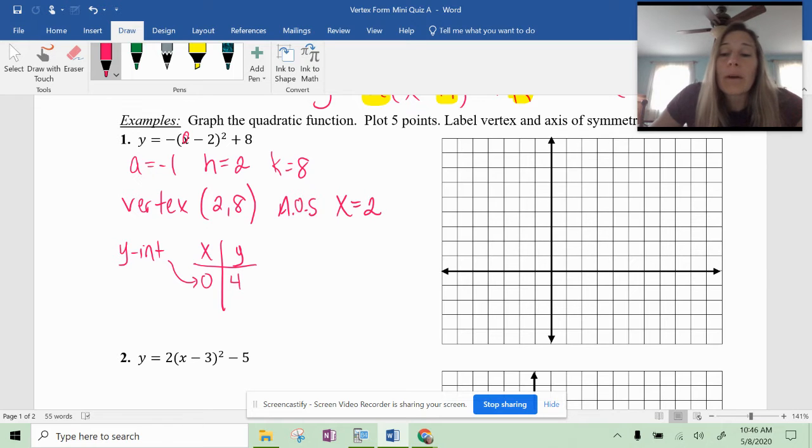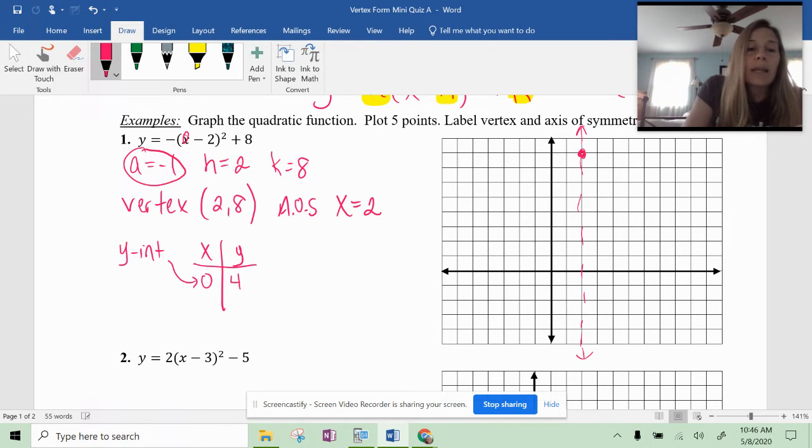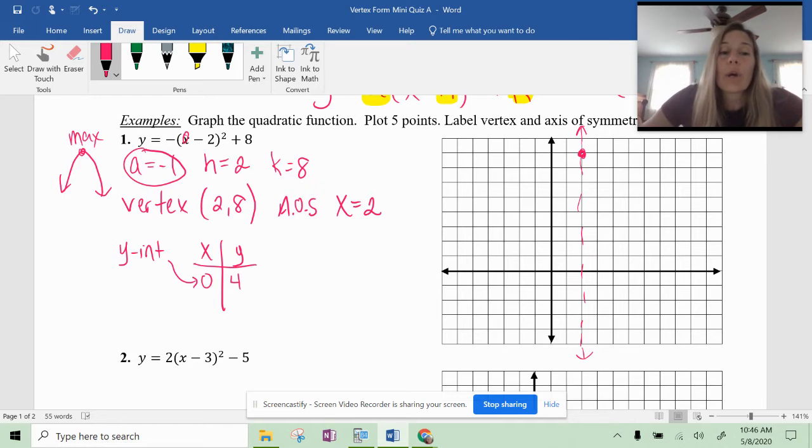So if I plot my vertex, which is (2, 8), that will be up here. And our axis of symmetry is going through that point. Now, because my a value was negative, we know this is going to open down, and the vertex is going to be a maximum. We know this parabola is going to be going down, but we want to find a couple points so we can know how wide or narrow it is. Now, we already found the y-intercept, which is (0, 4).